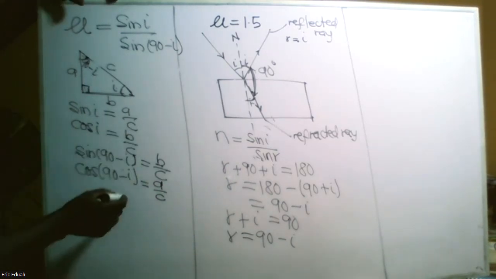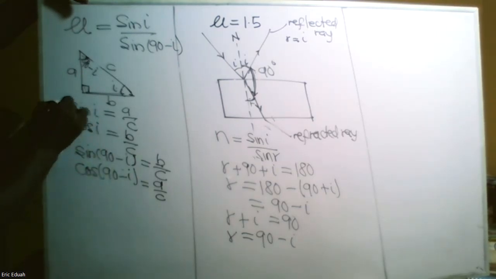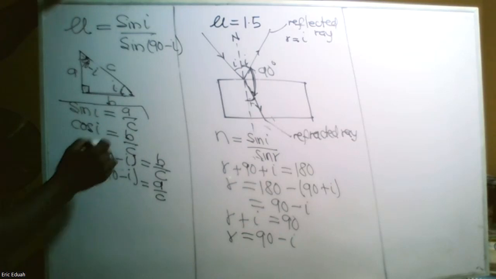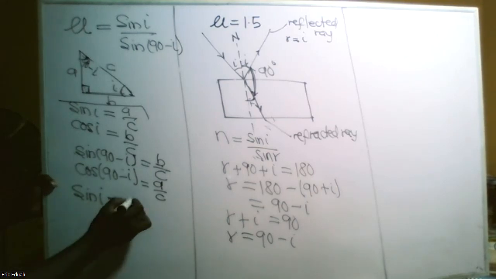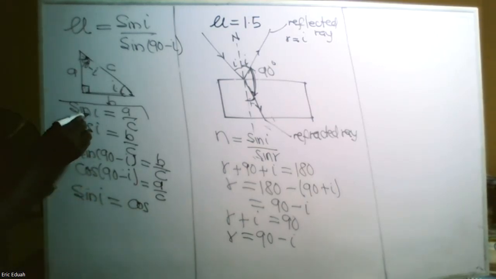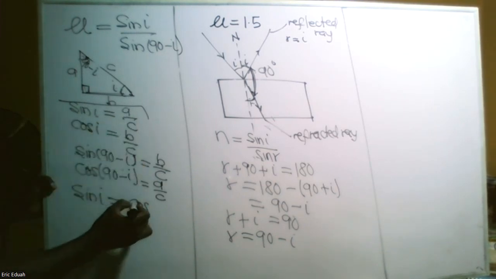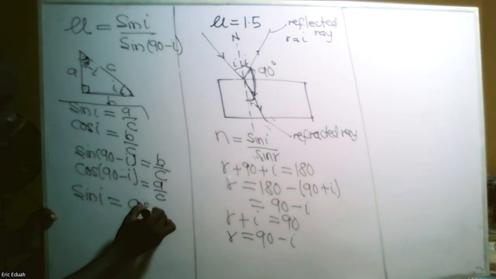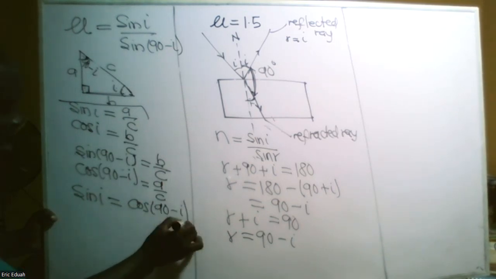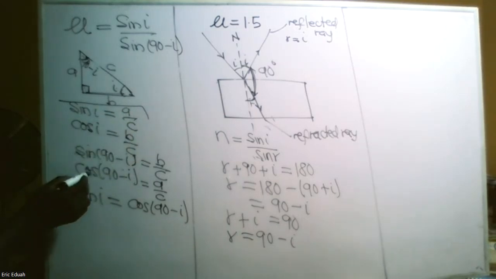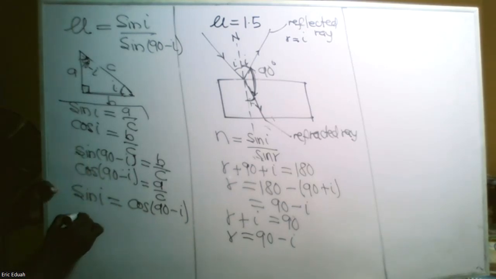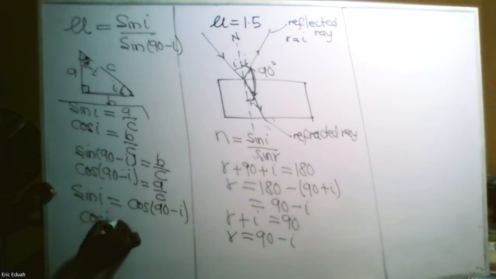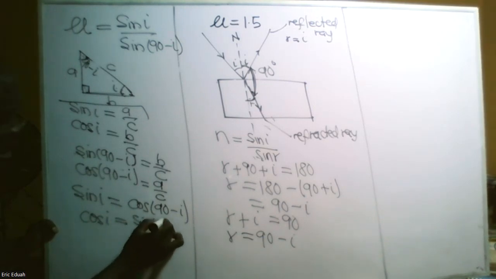So look at it. When you compare sine I and cos I to this, we can deduce that sine I, which is A over C, is equal to cos of 90 minus I. Because sine I is A over C, and cos 90 minus I is also A over C. Then cos I is also equal to sine 90 minus I.